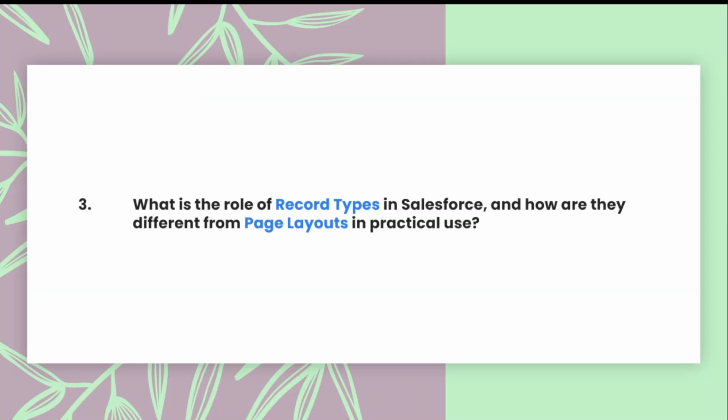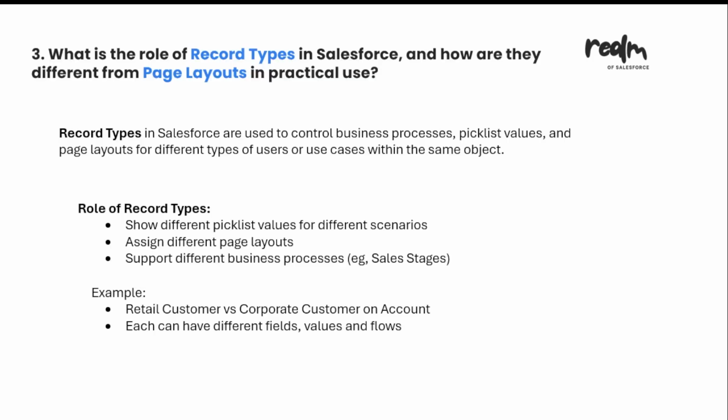The next question is, what is the role of record types in Salesforce and how are they different from page layouts in practical use? So record types in Salesforce are used to control business processes, pick list values, and page layouts for different types of users or use cases within the same object. So different pick list values for different scenarios. So you can define what all pick list values you want to show for a particular field. You can do that by creating record type.